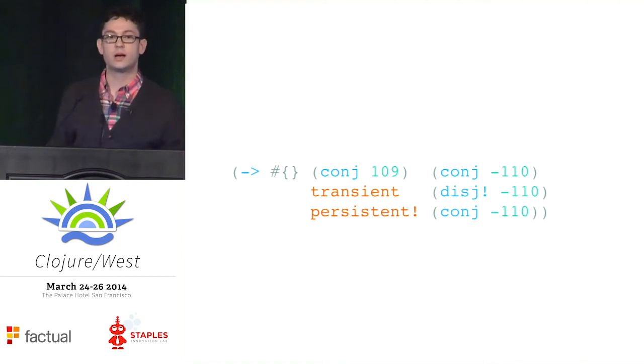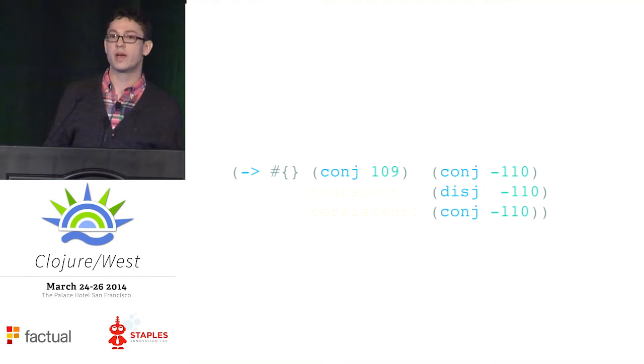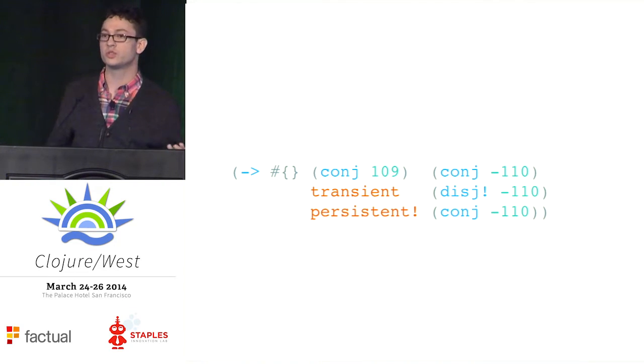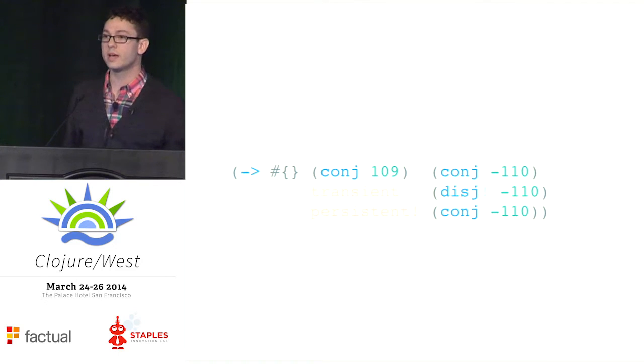So here's a simple expression. We're going to create a set. We're going to conj and disj some things onto it. And in between, we're going to create a transient and then turn it back into persistent. And you might imagine that this should be equivalent to not turning it into a transient. A transient is just an optimization, right? So these two expressions should be identical. And it turns out we have unit tests for this.